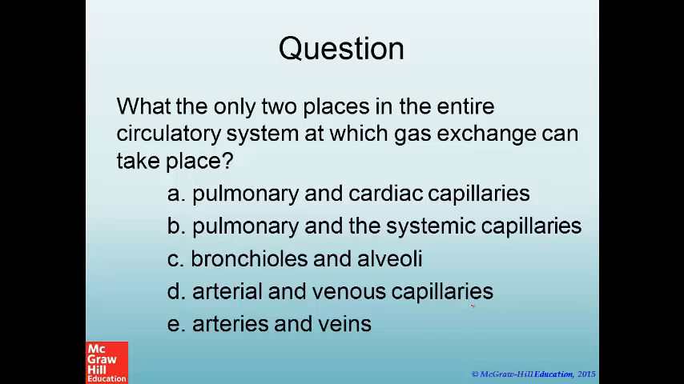So what are the only two places in the entire circulatory system at which gas exchange can take place? So you're going to have here pulmonary and systemic capillaries. So capillaries going through the lungs allow for unloading of CO2 and loading of oxygen. Systemic capillaries: unloading of oxygen to be picked up by tissue cells, and then loading of CO2, metabolic waste product.